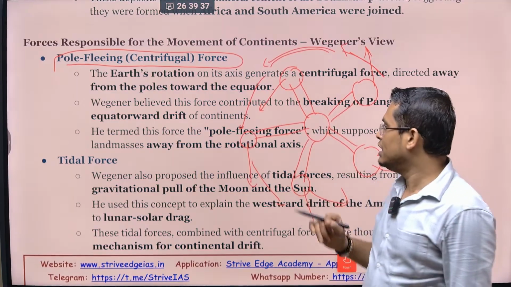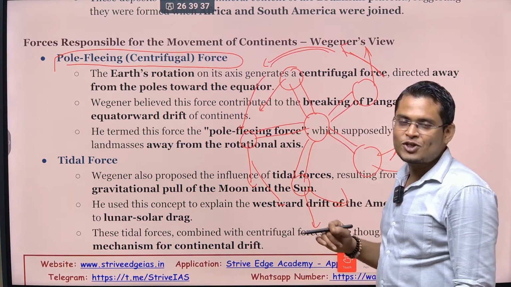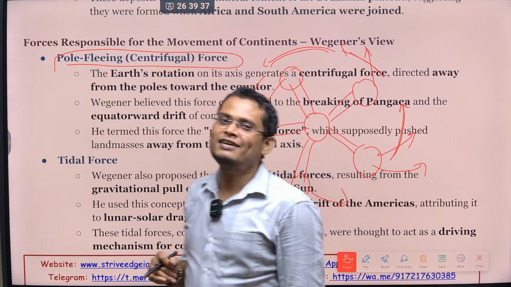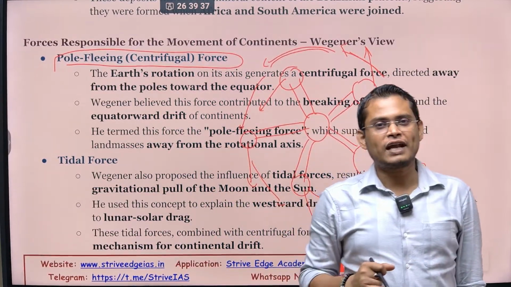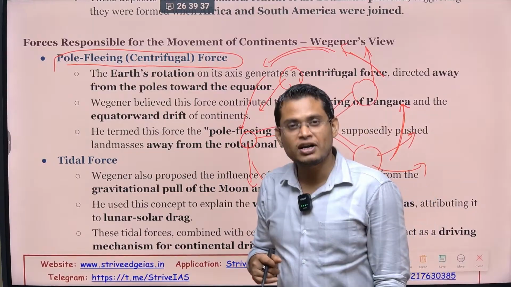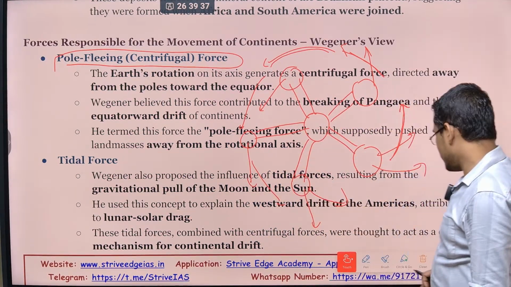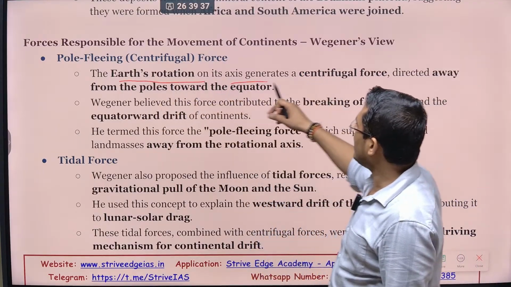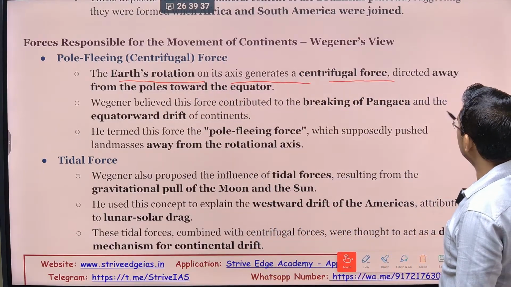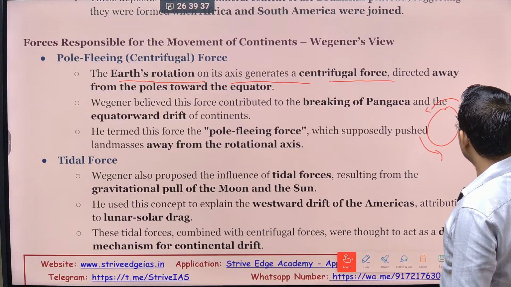different directions. This was given by Alfred Wegener, but some scientists calculated and clearly proved that this force is not enough to drive such big continents like Africa, North America, South America. So this argument failed. So you can see the Earth's rotation on its axis generates a centrifugal force. Centrifugal force means when anything is rotating like that, there is an outward movement.